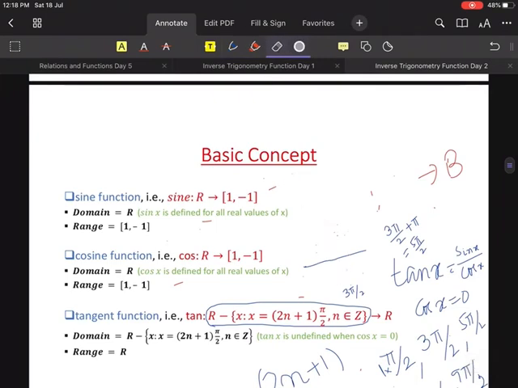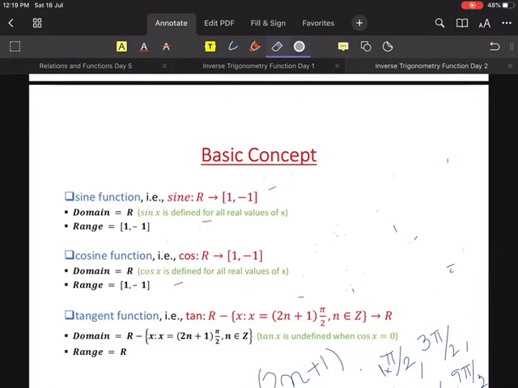Now I will be going into range. Now let's pick one by one about the range.